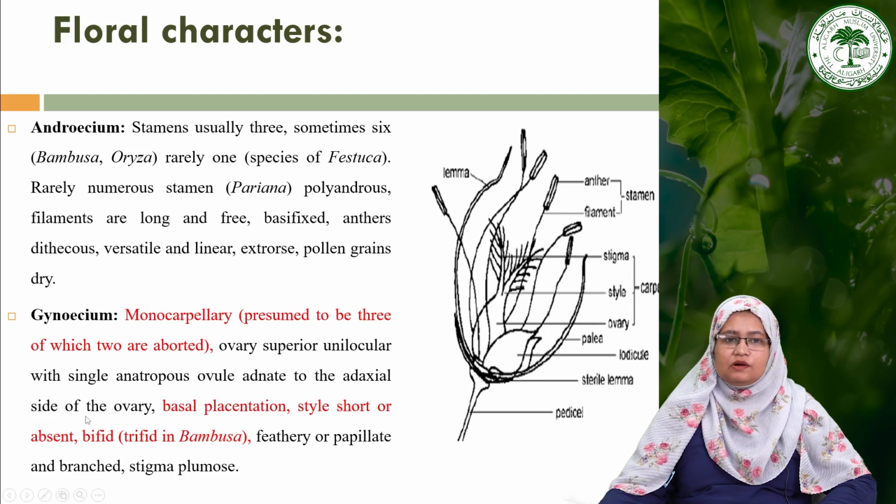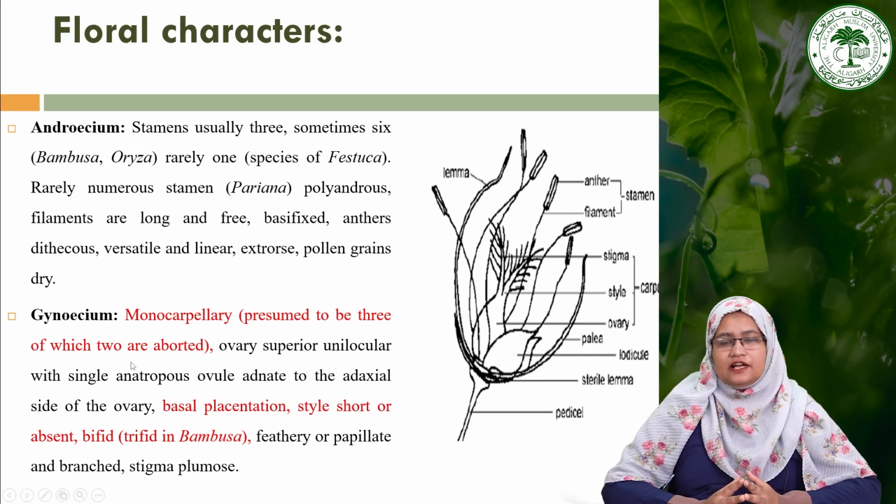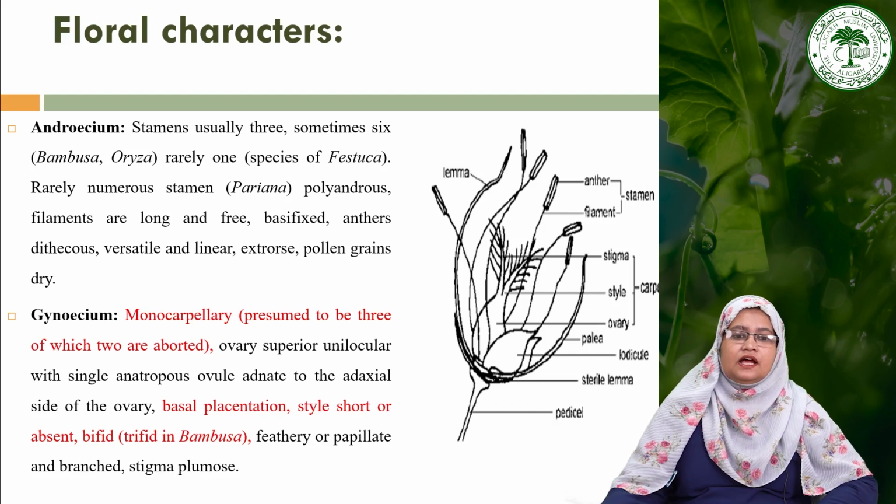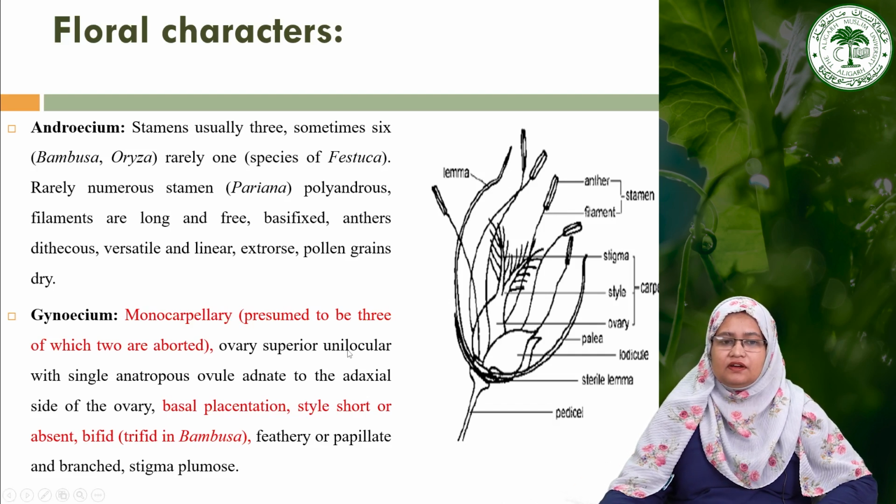If we talk about the gynoecium, it is made up of a monocarpellary pistil, which is presumed to be of 3 carpels, of which 2 are absorbed or rudimentary. The ovary is superior, unilocular, with a single anatropous ovule adnate to the adaxial side of the ovary, showing basal placentation. The style is quite short or absent, and the stigma is either bifid or trifid, as in the case of Bambusa. The stigma is feathery or papillate, branched, and plumose.